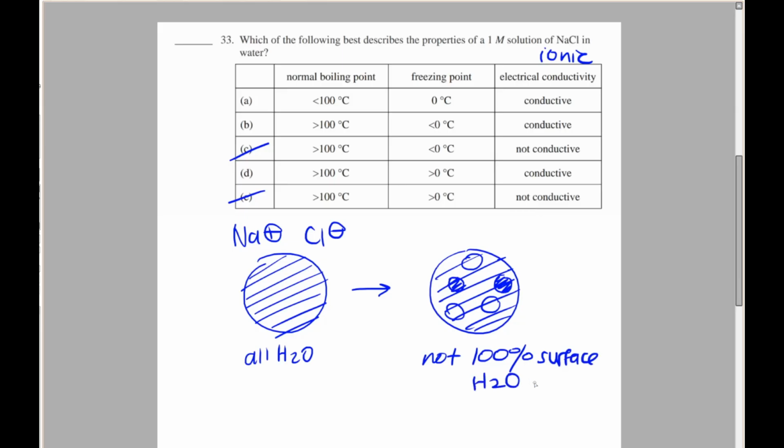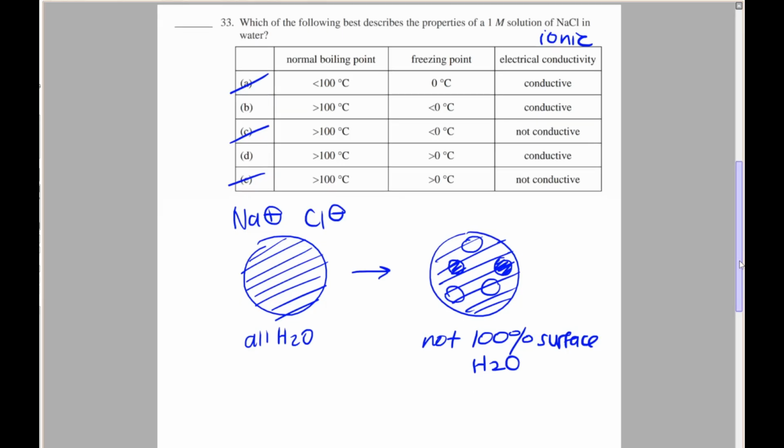That's important because now that we have fewer water molecules than before on the surface of the solution, it's going to be harder for the water to escape, or it's going to take longer for it to escape and vaporize. This means it's going to have reduced vapor pressure, and in turn, the boiling point of this solution will increase. Normally, the boiling point of water is 100 degrees Celsius, so we're looking for answers with greater than 100 degrees Celsius. Both B and D have this, but A says less than 100 degrees Celsius, so A cannot be the answer.